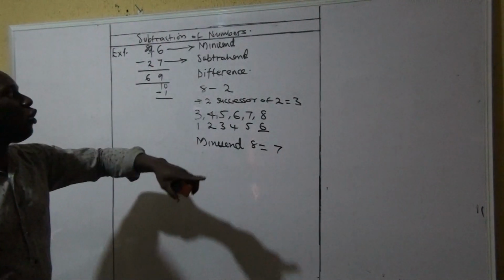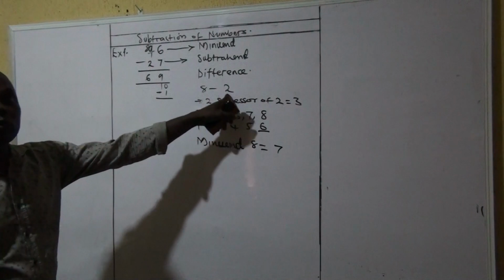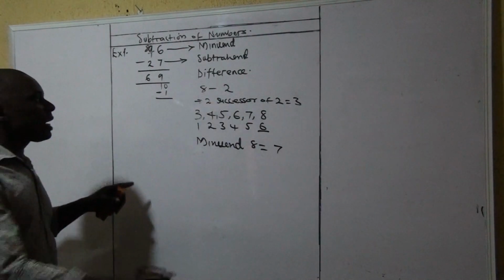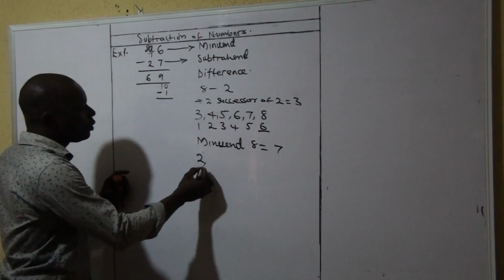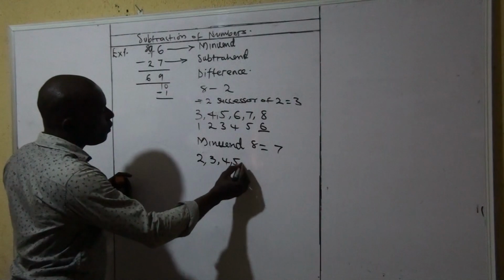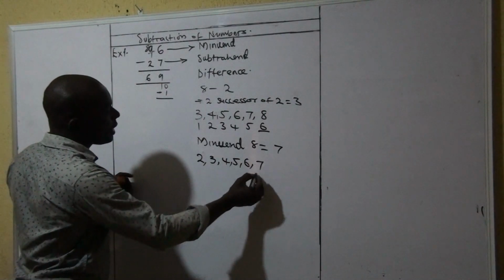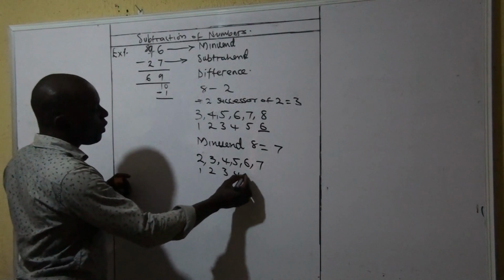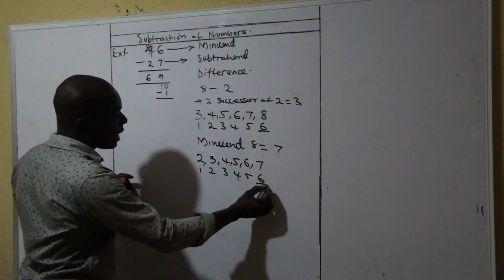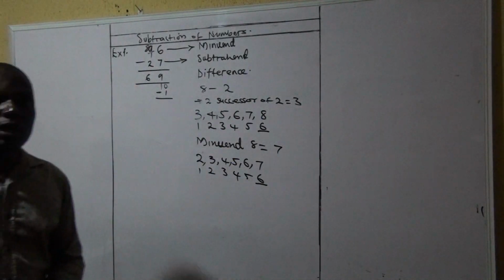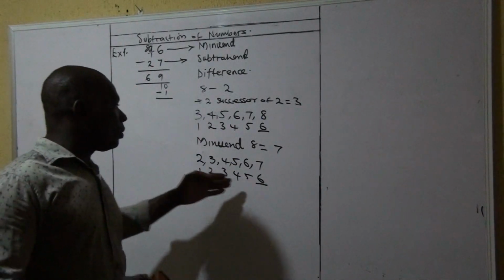Then what you need to do, you go back and look for your subtractand. So you start counting from your subtractand. 2, 3, 4, 5, 6, and 7. You stop there, you count 1, 2, 3, 4, 5, and 6. You see that your answer is also what? It is also 6. That is one way we can do it.